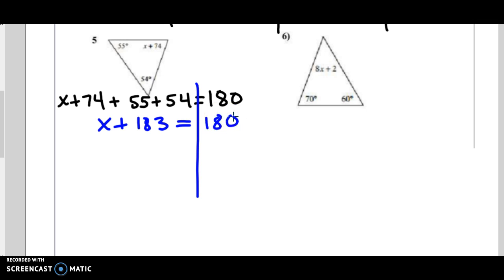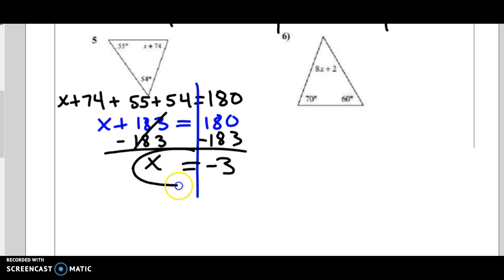Then I'm left with a one-step equation. I just need to solve for x. So when I subtract 183 from both sides, I get that x equals -3. Now again, this is not saying that the angle is negative. It's not possible to take a measurement and the answer be negative. However, this is just saying that x represents -3.